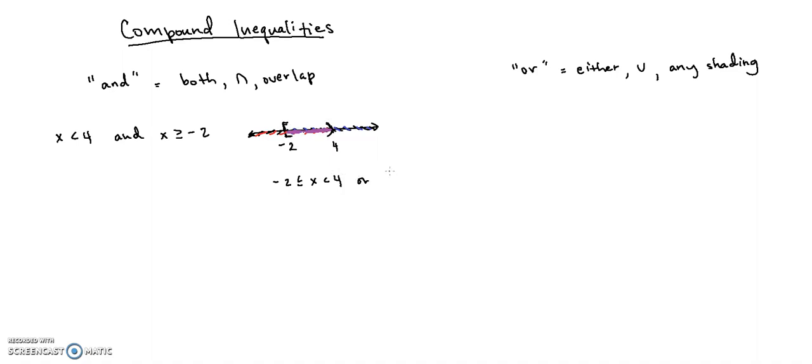Or you can write it as the interval -2 to 4. Remember, always go left to right. -2 is included, 4 is not. Okay, so that's an "and" situation. We've got shading everywhere, but we're only looking for the overlap.